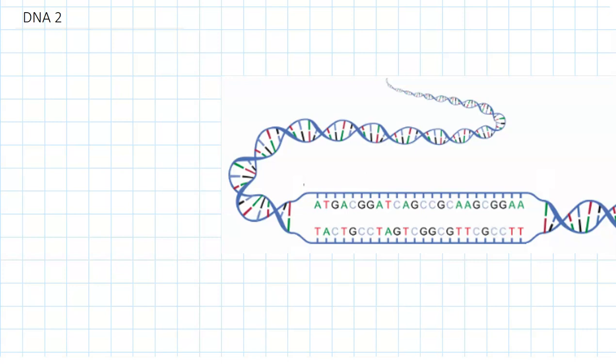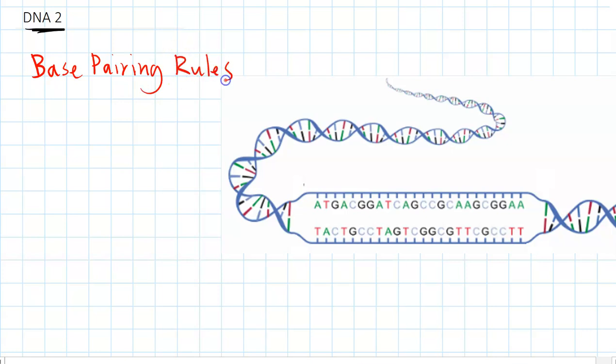Hey everybody! So in this video we're looking at DNA again, and the first thing we're going to look at is what's called the base pairing rules. So you might have noticed that when you look at a DNA molecule, each of the bases is always paired with a particular other base.